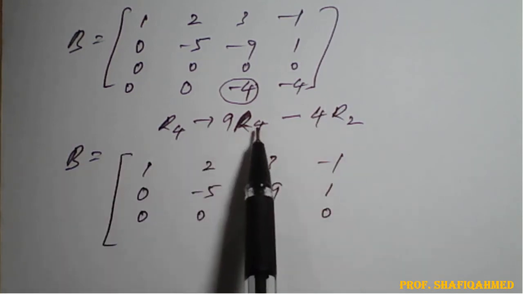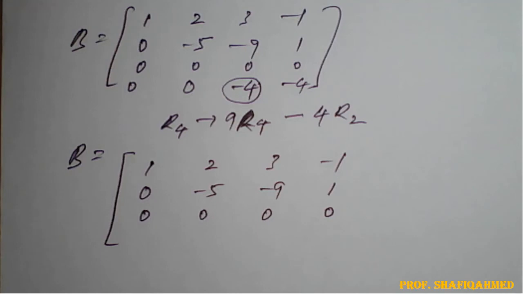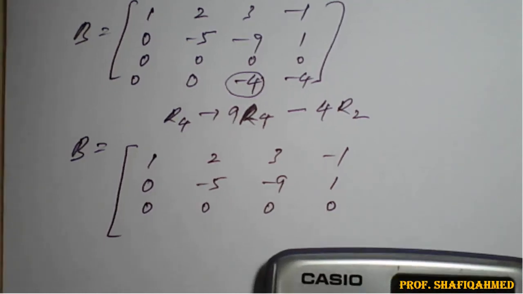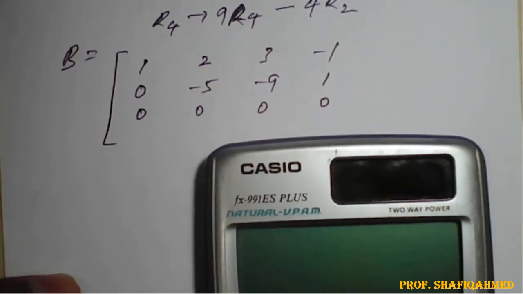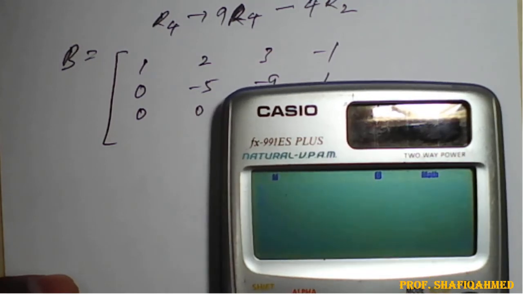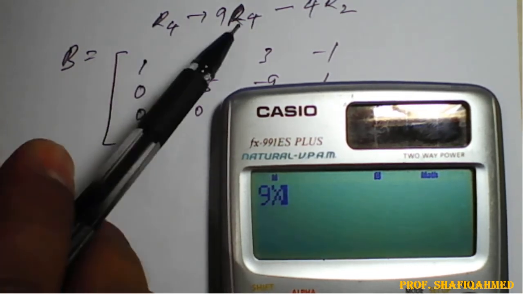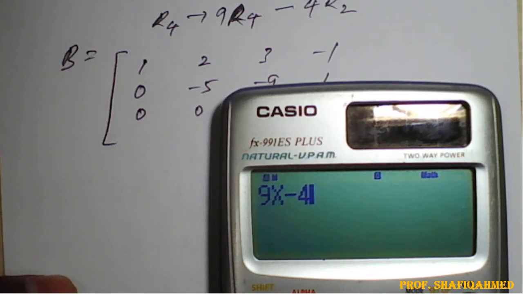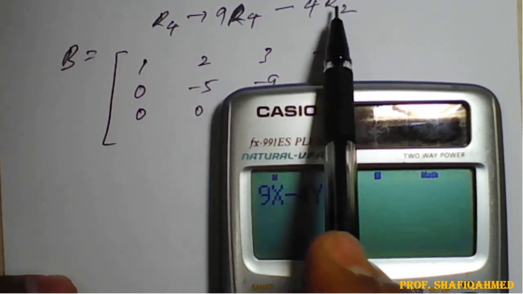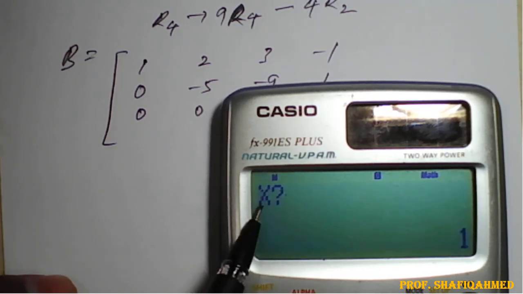Up to the third row, 0, 0, 0, 0, we need to copy as it is. Then 9 times R4, I will take a calculator for the calculation. You just see here, I will prepare this formula on the screen. R4 I will take as X, R2 as Y. First I will write 9 times R4, that is 9 into alpha X, R4 I am taking as X, minus 4 times R2, which I consider as Y. So R4 is X and R2 is Y. The calc option will ask for the X value now.